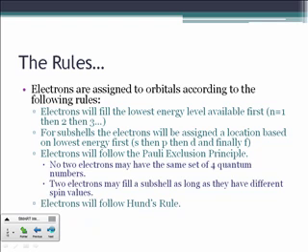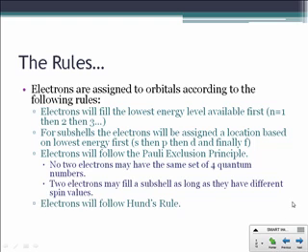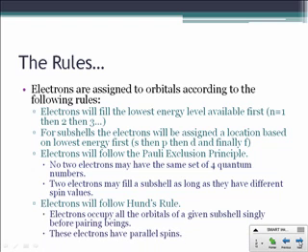And then we talk about the fourth rule, and that's that the electrons will follow Hund's rule, which essentially states that electrons will occupy all the orbitals of a given subshell singly before pairing up. And then these electrons that fill singly have parallel spins, and we'll take a look at that.